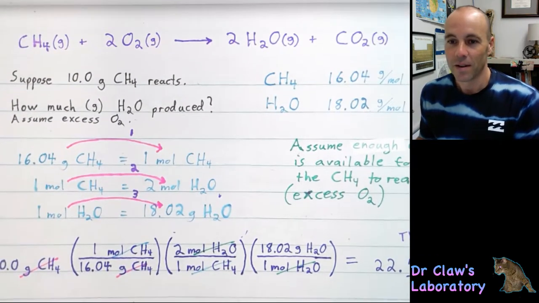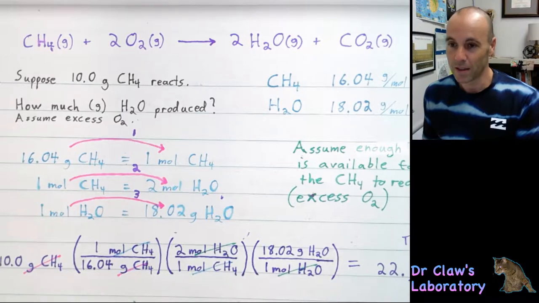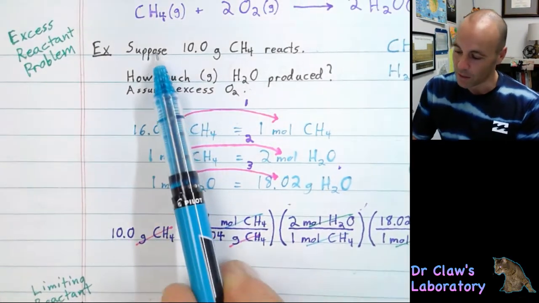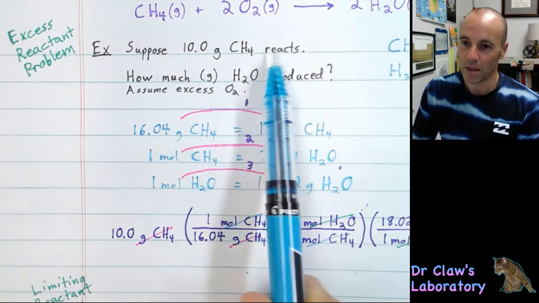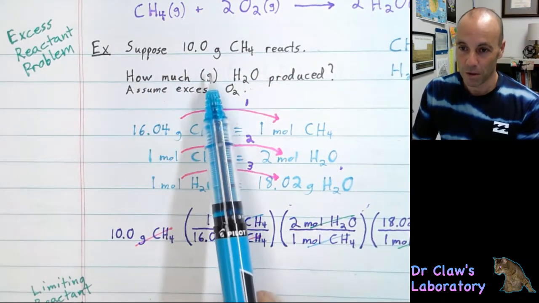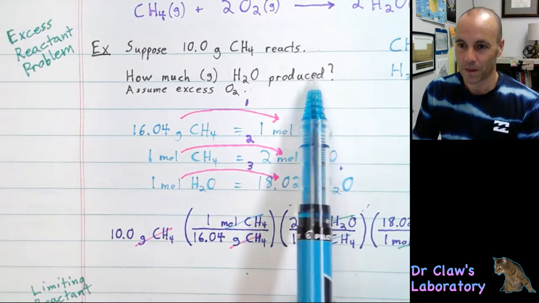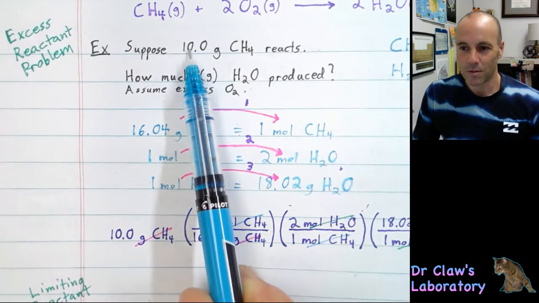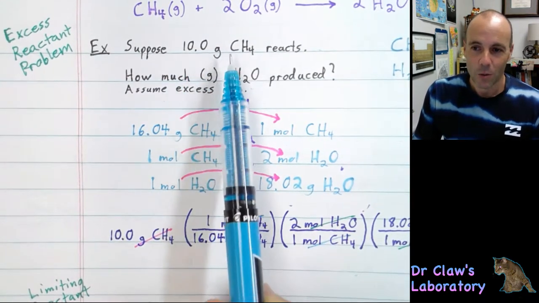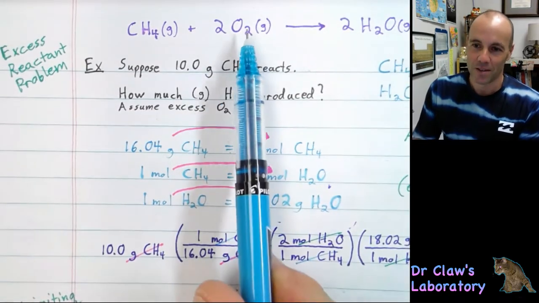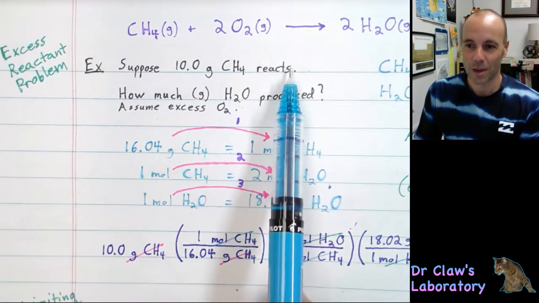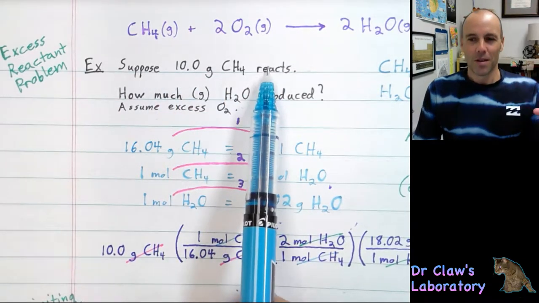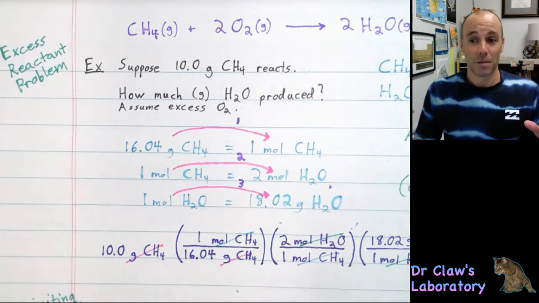We'll stick with our methane combustion reaction. And this time, suppose 10 grams of methane reacts. How much in grams of water is produced? And here, we maybe need to mention that we're assuming we have enough oxygen around for all of this methane to react. Okay, so 10 grams of methane reacts. There's enough oxygen for all of this stuff to completely combust.